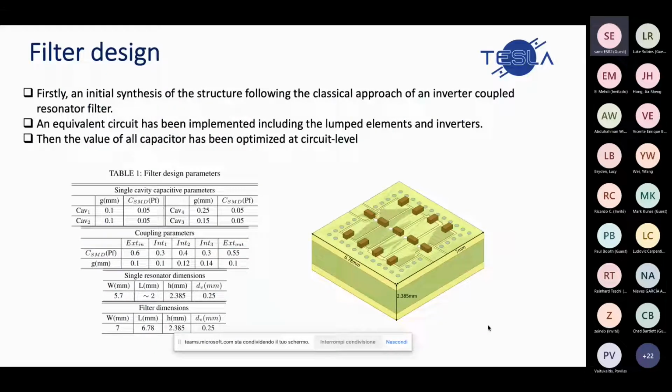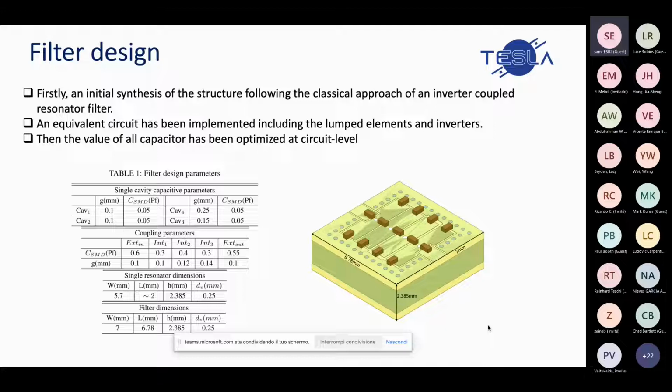In this slide, we can see the filter design. We use the classical approach of inverter coupled resonator filter, and an equivalent circuit has been implemented, including the lumped capacitors for resonant frequencies, input, output, and inter-resonator coupling control. The value of all the capacitors has been firstly optimized at a circuit level in order to satisfy the specification, and then improve the rejection by properly locating the transmission zero.